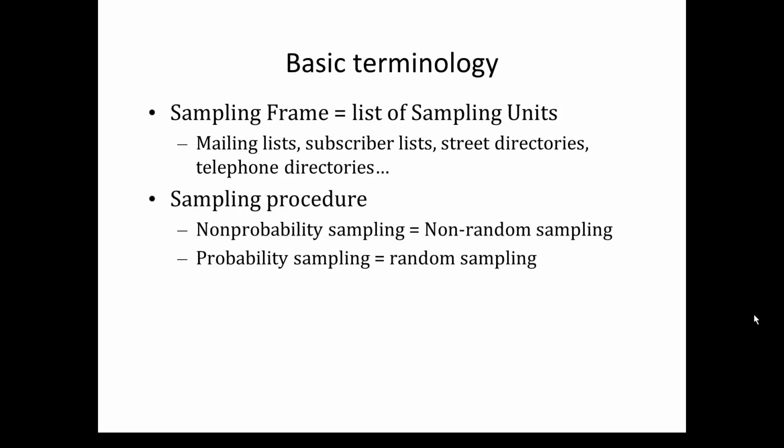The sampling procedure is the process by which we draw a sample from the sampling frame. There are two types of sampling procedures: non-probability, that is non-random, and probability or random sampling. There is a technical definition of probability sampling that I'm not going to repeat here, but for our purposes, we can think of it as random sampling. We'll discuss these procedures at length shortly.